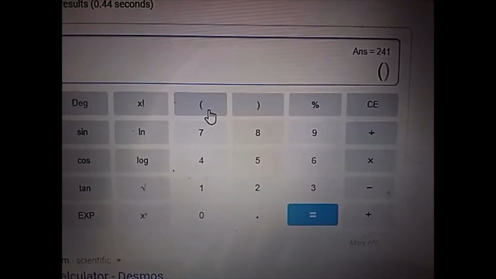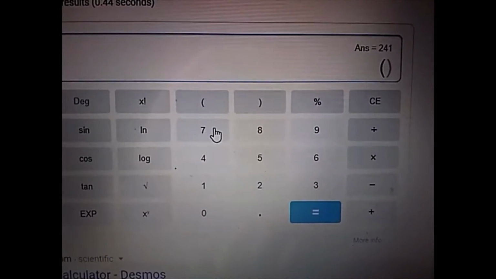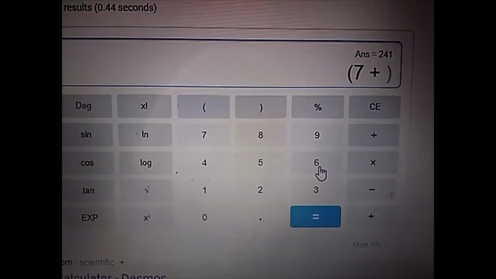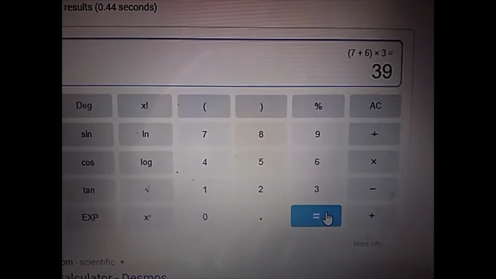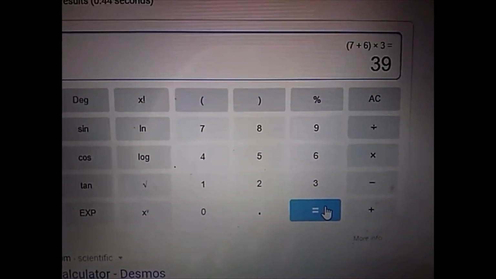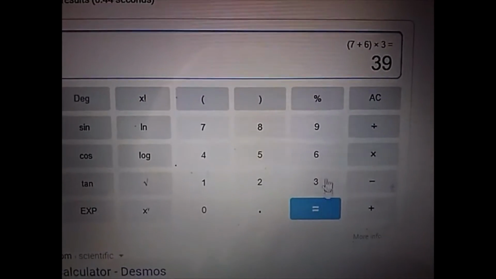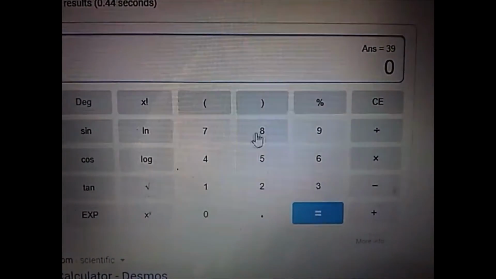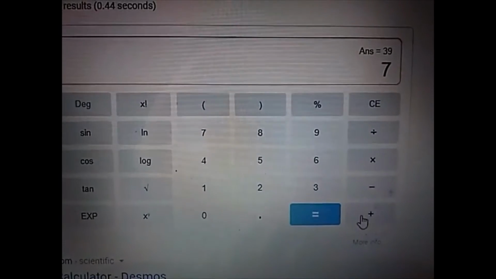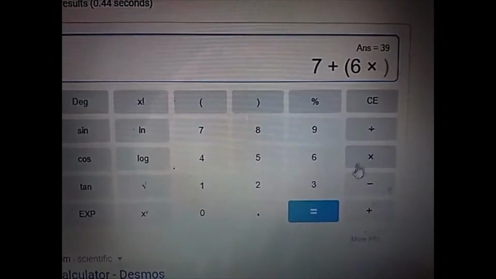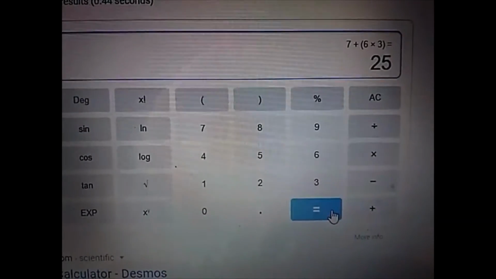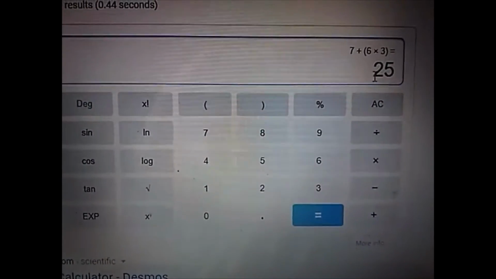If something is in parentheses, that means that it gets calculated first. So 7 plus 6 in parentheses times 3 equals 39. Now watch what happens when you switch the order of the parentheses. 7 plus 6 times 3 in parentheses equals 25. See, the result is different.